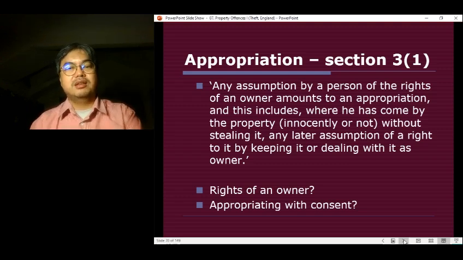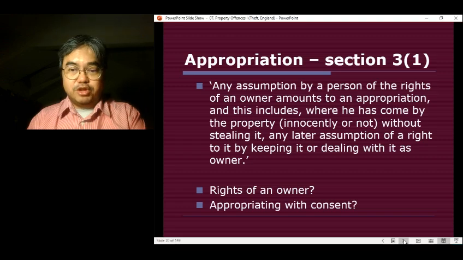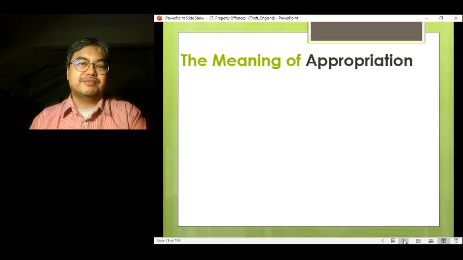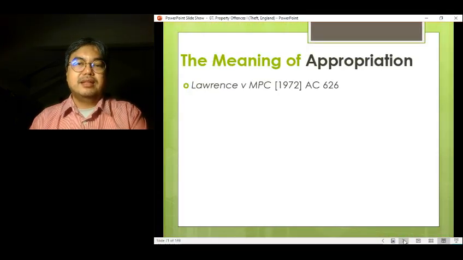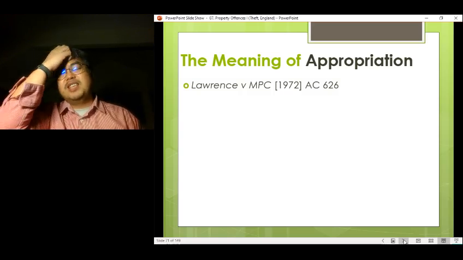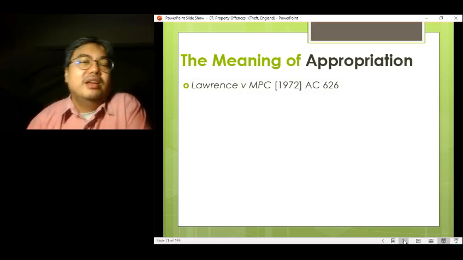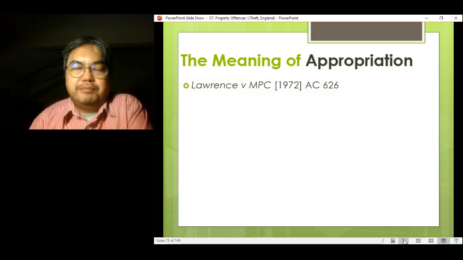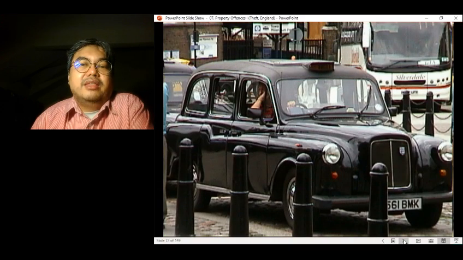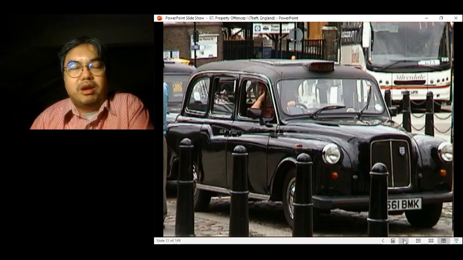What do you think? Well, there have been a lot of interesting cases dealing with this. Right? Let's look at the historical development. The case of Lawrence against MPC. This was a 1972 case, and the accused in this case was a taxi driver. Right? He was a taxi driver.